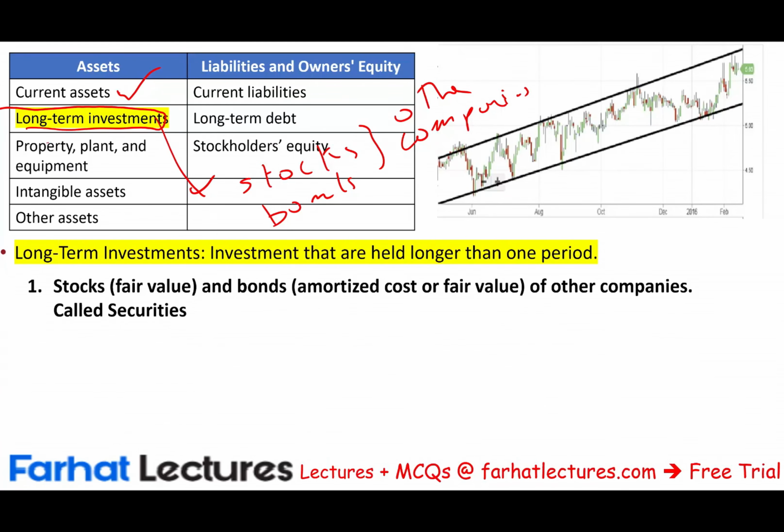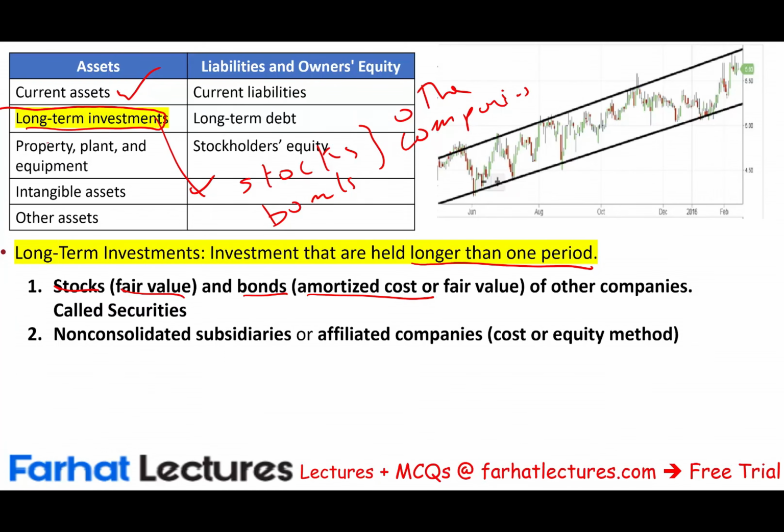Investments held longer than one period are considered long-term investments. Stocks are reported at fair value, bonds usually reported at amortized cost. If you don't know what these terms are, don't worry about amortized cost, we'll talk about that later. Long-term investments are usually called securities when we buy stocks. Non-consolidated subsidiaries or affiliated companies are also listed here.